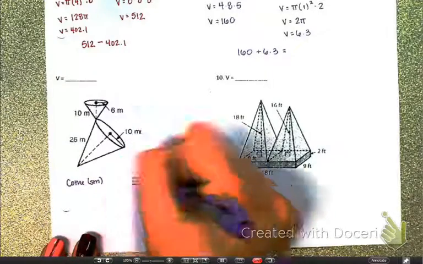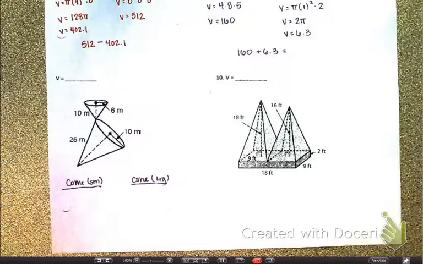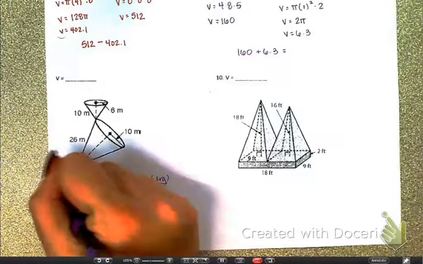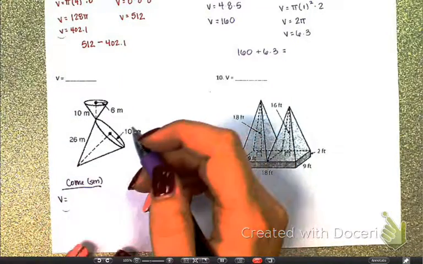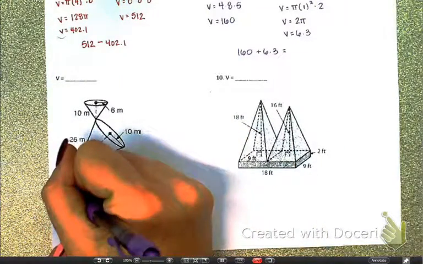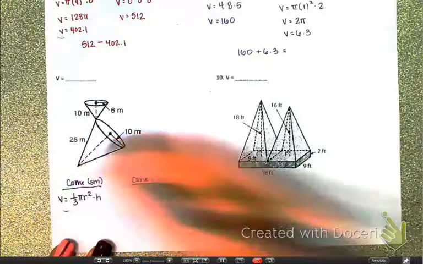Agreed? That's an N. I promise. I just scribbled. I know it looks like an N. It says cone. Okay. So, the small cone. What is the formula for a cone? 1/3 pi r squared times the height of the whole thing.